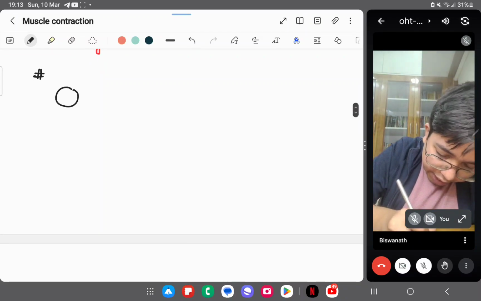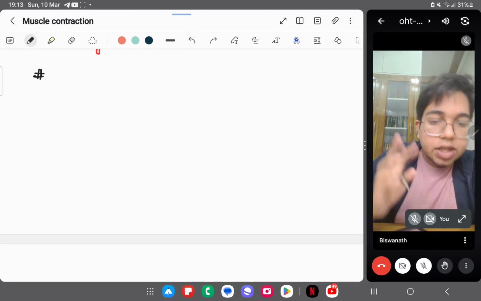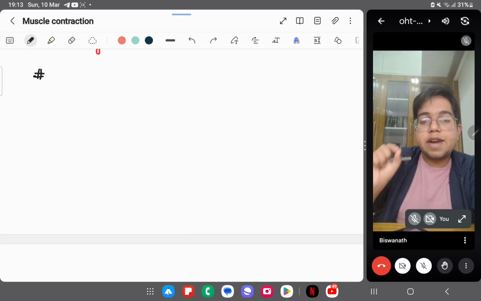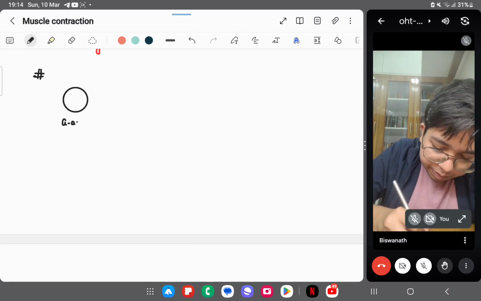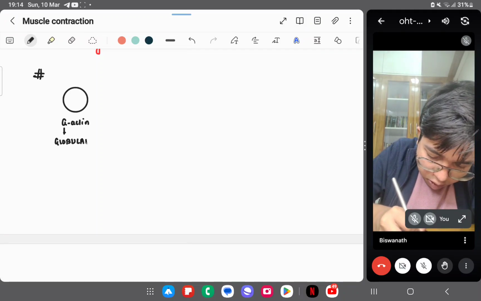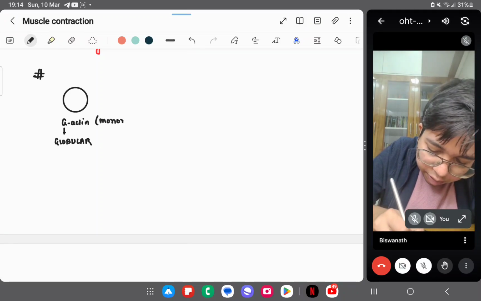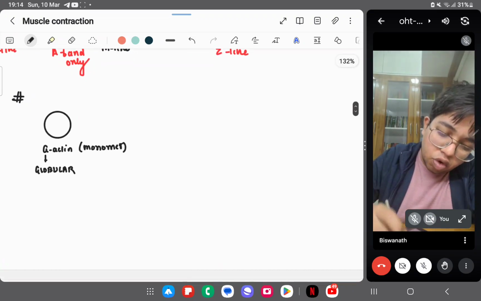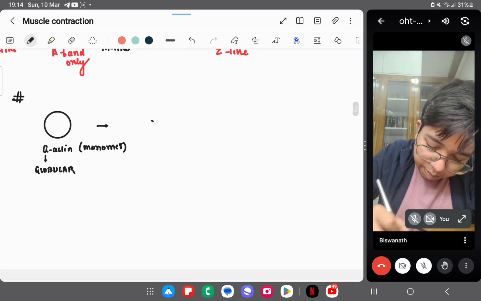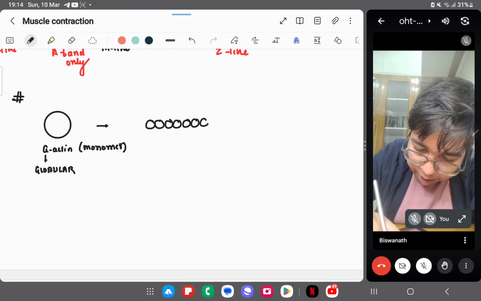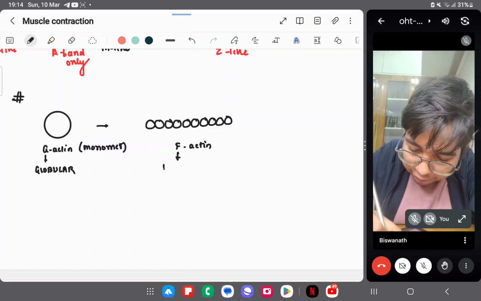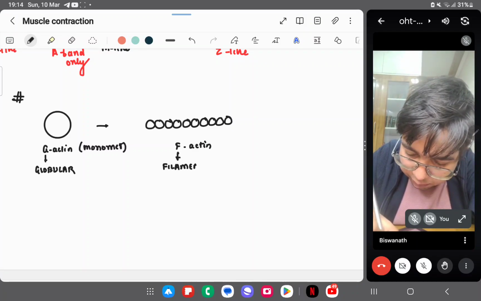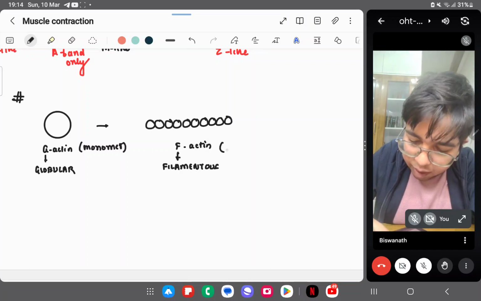We'll start with G actin. Actin has two forms, G actin and F actin. G stands for globular, F stands for filamentous. So this is a G actin, or globular actin, which is the monomeric unit. And when this monomer repeats itself in the form of a filament, it is called the F actin. F here stands for filamentous actin, and this is the polymer.